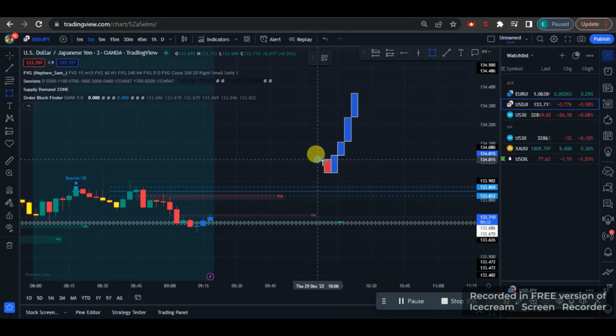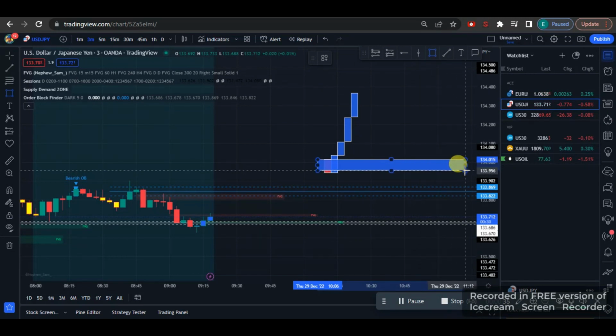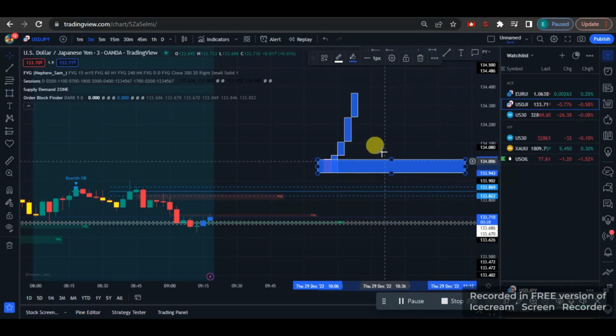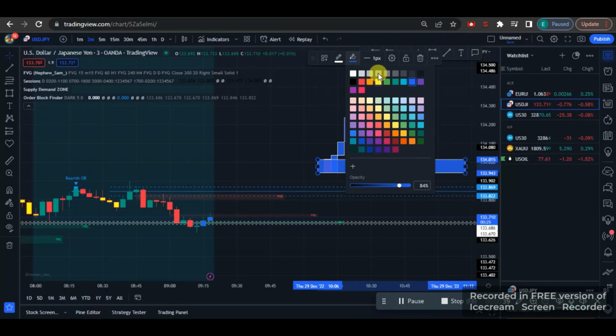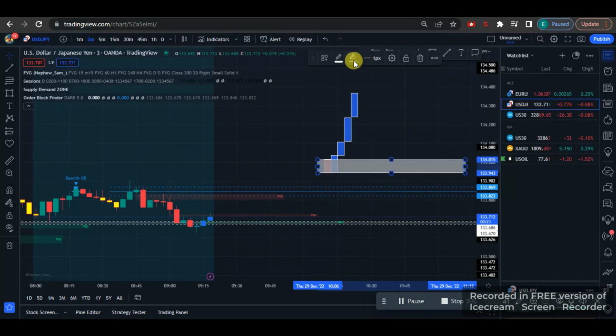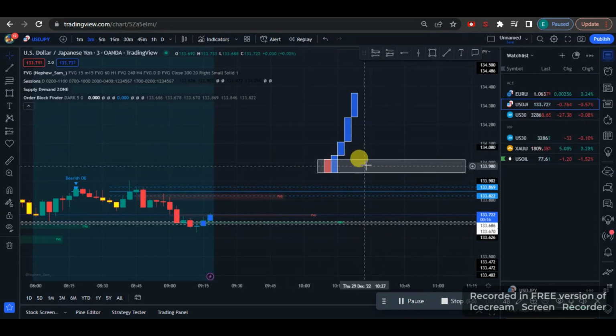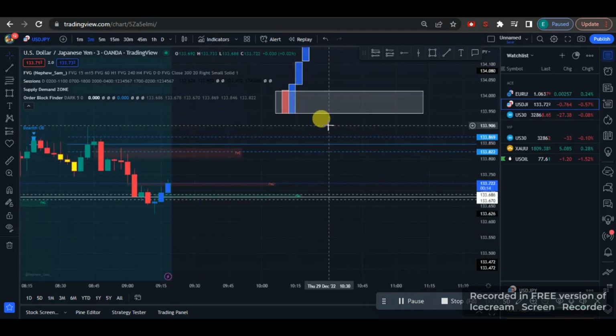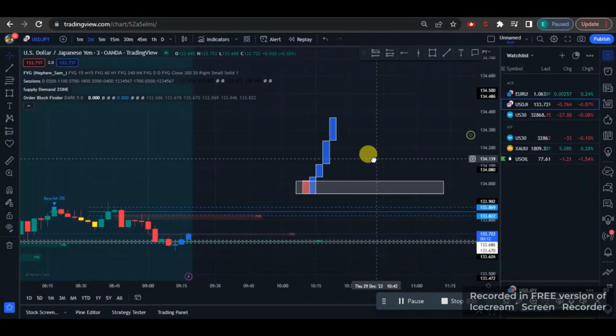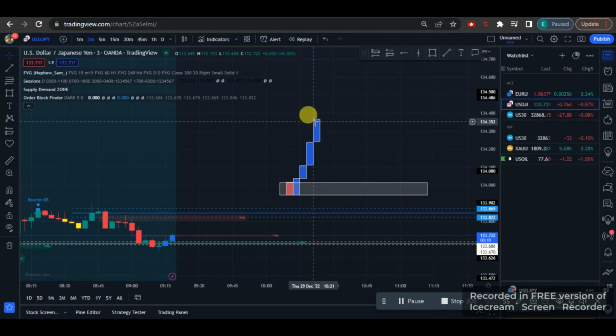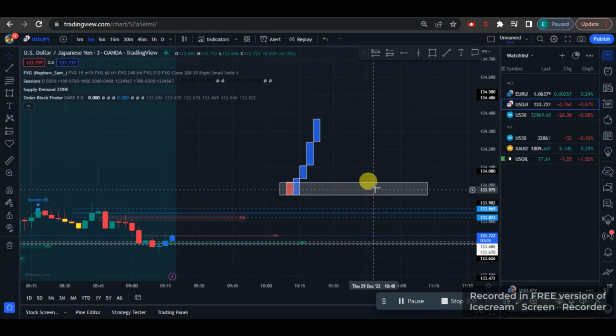So I mark out this, the last bearish candlestick before the move to the upside, which is called a bullish order block. All right, it's called a bullish order block. So I mark this zone out, and now what am I waiting for? I am obviously going to be waiting for price to retrace back into this order block zone, this zone we marked out.